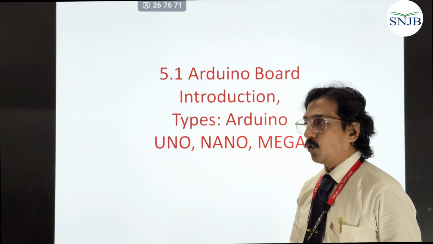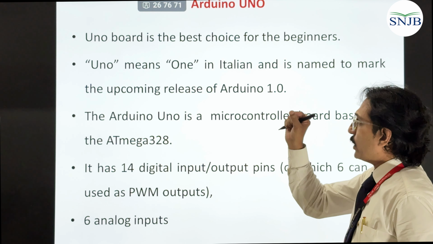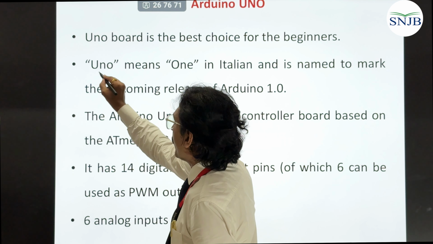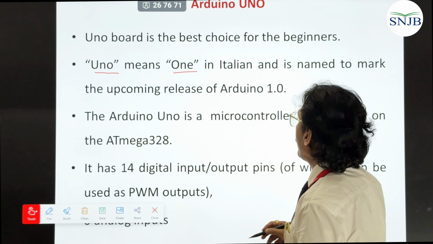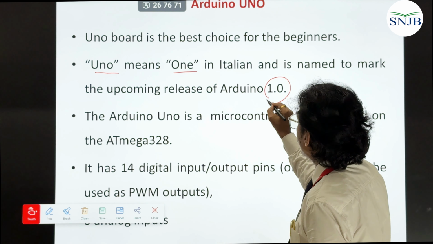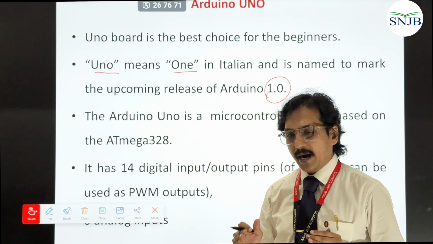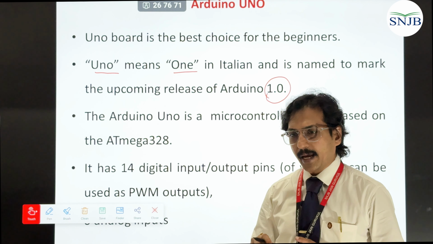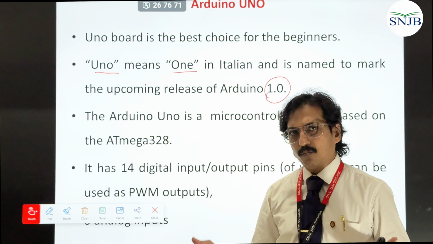We start with the UNO. As far as UNO is concerned, the word UNO means one. It is an Italian word. One means 1.0, so it is the first version of the Arduino. Arduino is a development board, just like Cyrix board and Intel's boards, those are development boards.